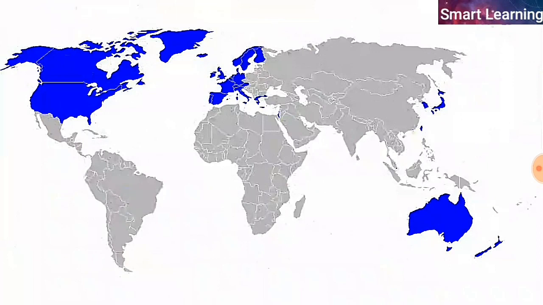The rich countries, excluding countries of Middle East and certain other small countries, are generally called developed countries. As you can see in this map, the countries in blue are developed countries.